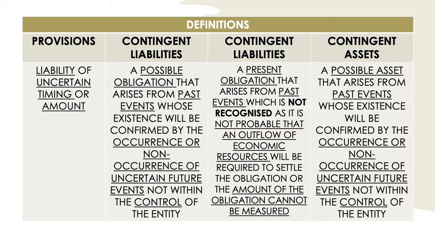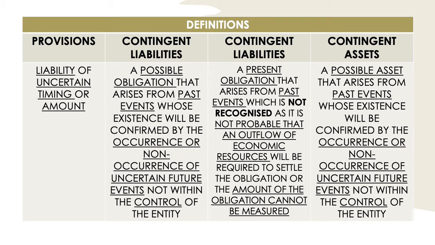We then have contingent liabilities, and now there are 2 different definitions of contingent liabilities. The first definition is a possible obligation that arises from past events whose existence will be confirmed by the occurrence or non-occurrence of uncertain future events that are not within the control of the entity.